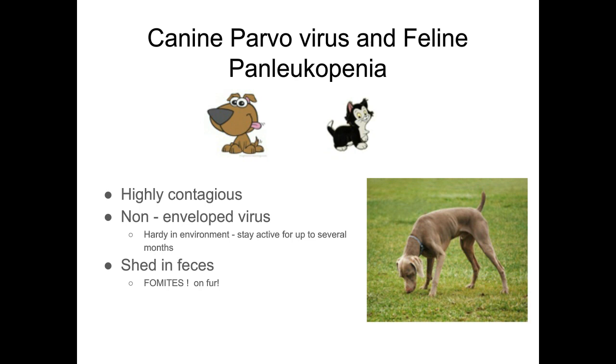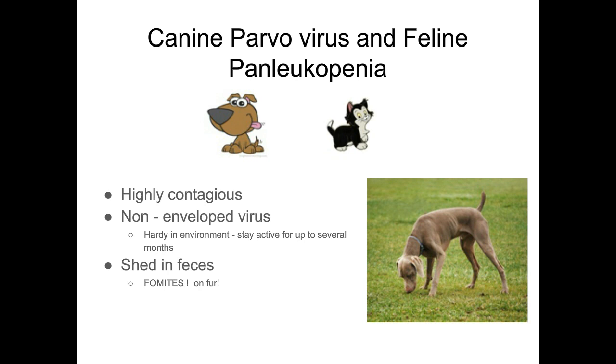Vomiting and diarrhea can be seen, caused by the gastroenteritis. The parvovirus is damaging the mucosal cells of the intestines. It can cause immunosuppression and destruction of those cells, and they have risk for secondary infections too. So treatment is similar to other viral pathogens. Unfortunately, we don't have a let's-kill-the-virus treatment. We just have to support them.